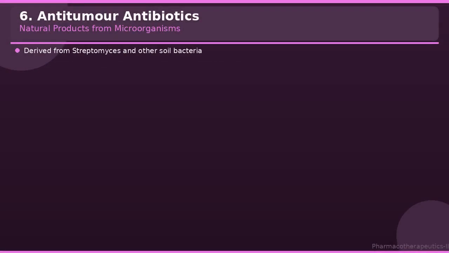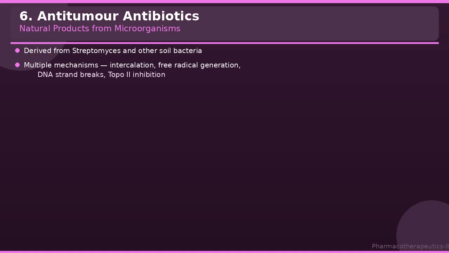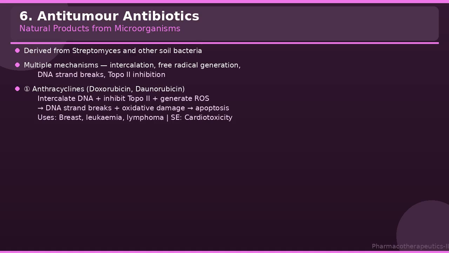The sixth class is antitumor antibiotics, natural products derived from soil microorganisms, particularly Streptomyces species. They employ multiple mechanisms to kill cancer cells. The anthracyclines, which we touched on earlier, intercalate between DNA base pairs, inhibit topoisomerase II, and generate reactive oxygen species. This combination causes extensive DNA strand breaks and oxidative damage, leading to apoptosis.